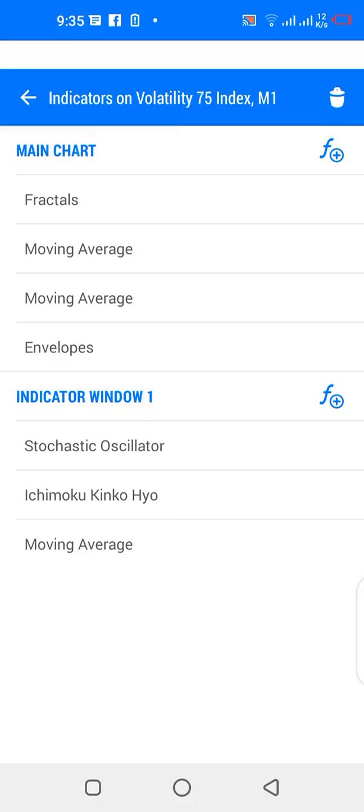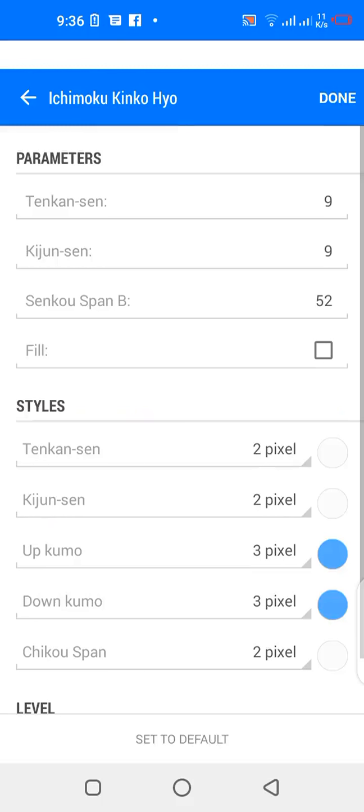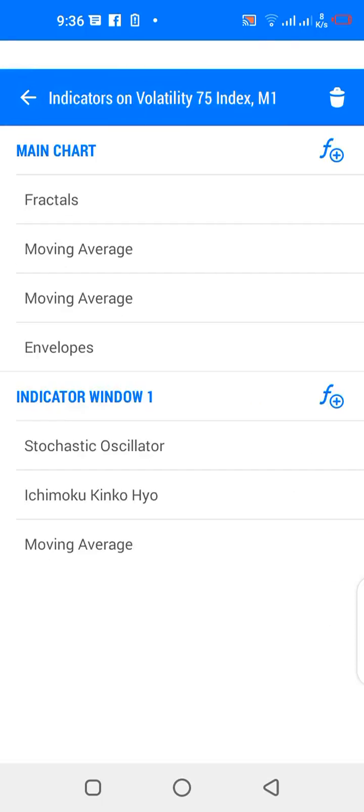Okay, let's look at the next indicator on indicator window 1. We have the Ichimoku Kinko Hyo. All right, the Tenkan Sen is 9, Kijun Sen is 9, then the Senkou Span B is 52. Now the up Kumo and the down Kumo color is blue, or sky blue.